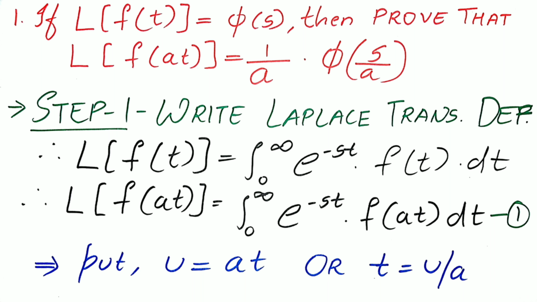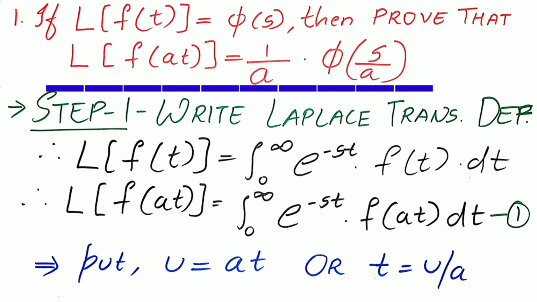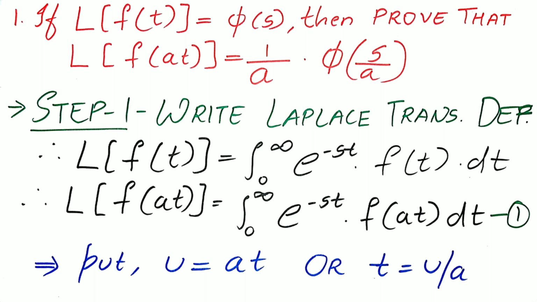This is the first university question that's popping up on your screen right now. It's basically a proof question and it was asked many times in the Mumbai University exam. If L of f of t is equal to phi of s, then prove that L of f of at is equal to 1 upon a into phi of s upon a. Now let us see how to prove this property.